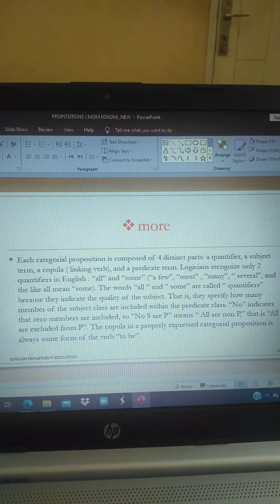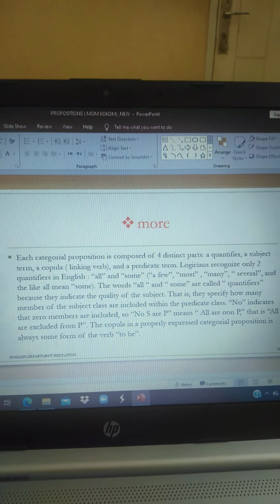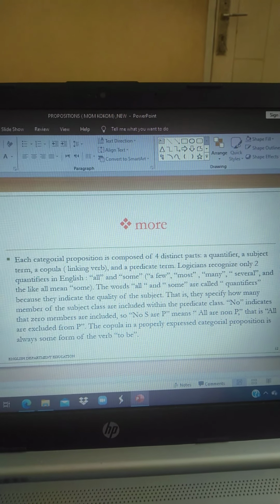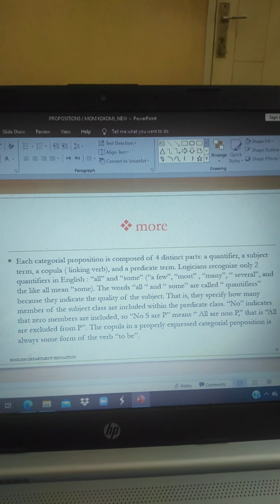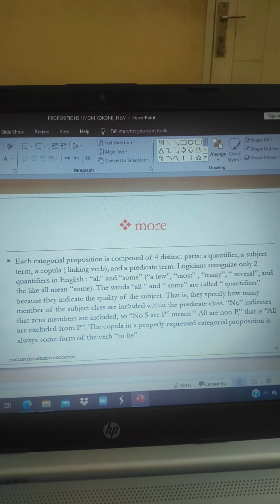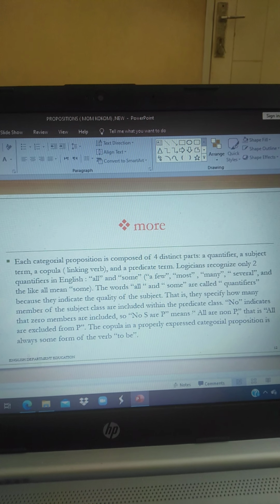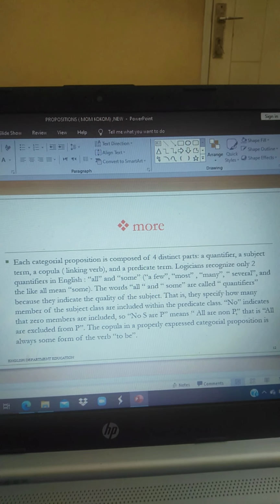No indicates that zero members are included. So, no S are P means all S are non-P. That is, all are excluded from the predicate. The copula in appropriately expressed categorical propositions is always some form of the verb to be.